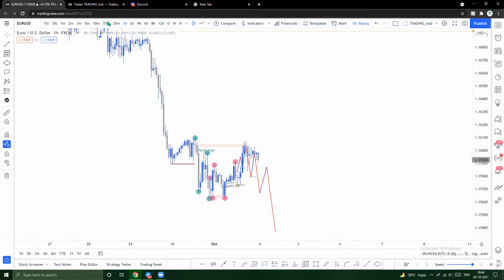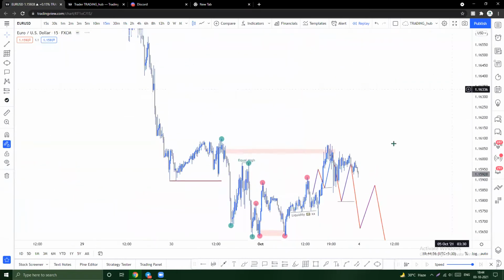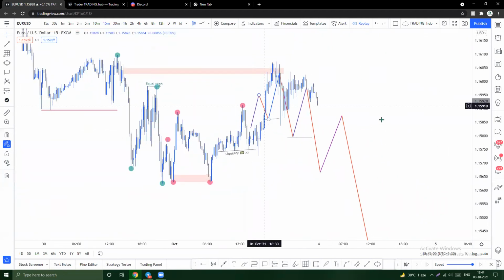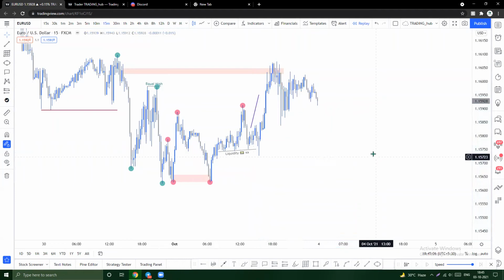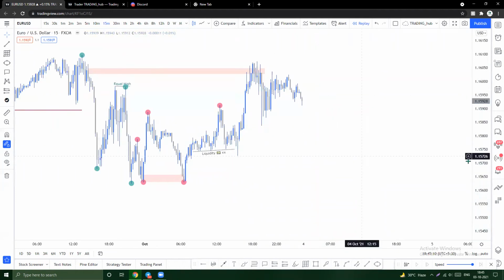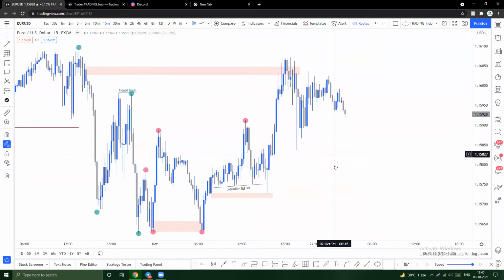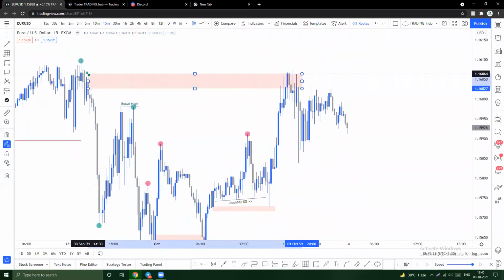Yes, actually, as per the 15-minute structure, the market momentum is bearish right here, and I analyzed this in my Telegram channel, right? So let's clean this. Okay, the market took this liquidity here.